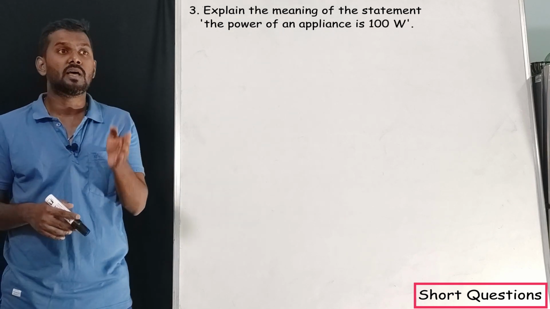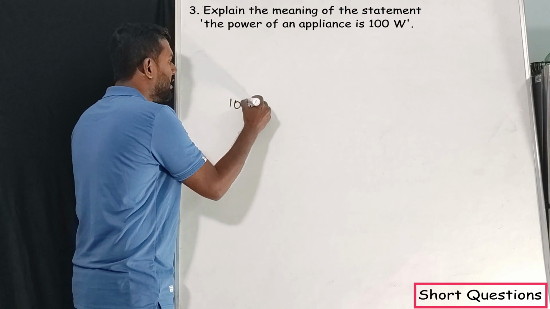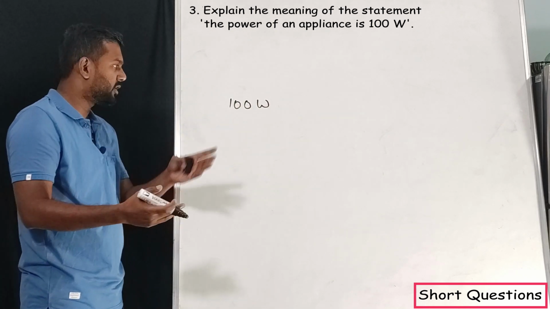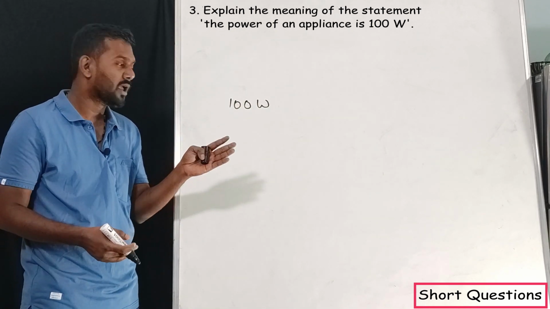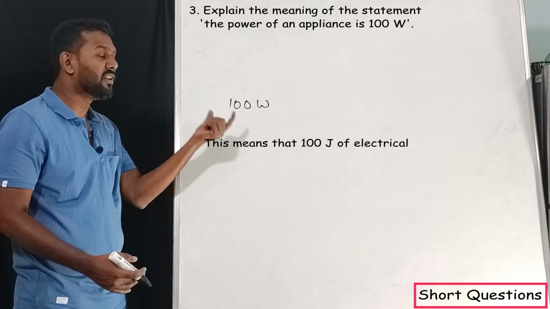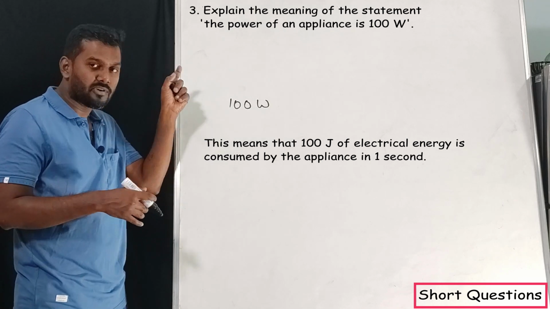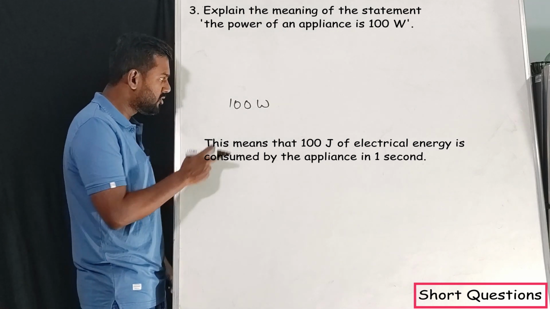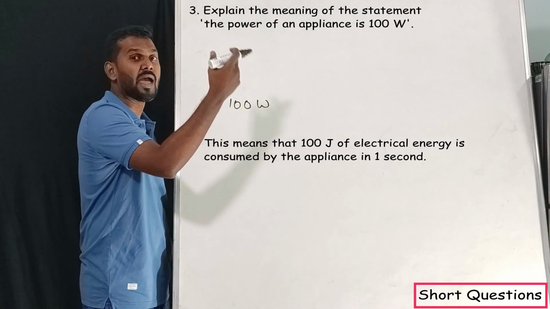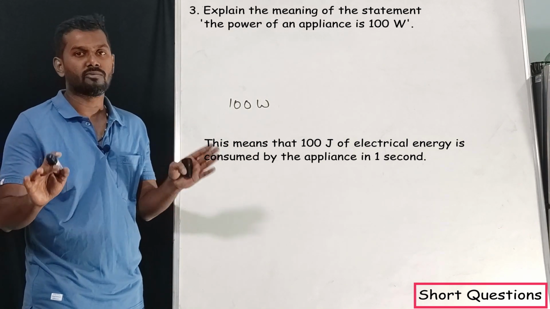Our next question: explain the meaning of the statement, the power of an appliance is 100 watt. You take the example of a bulb. A 100 watt bulb means in every second it will consume 100 joules of energy. That is the meaning of power of an appliance is 100 watt.